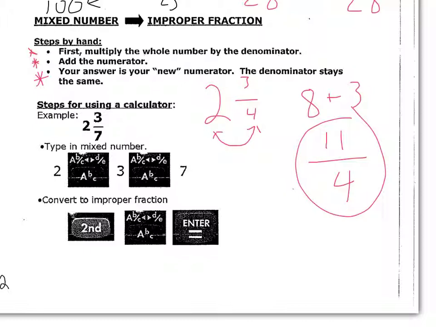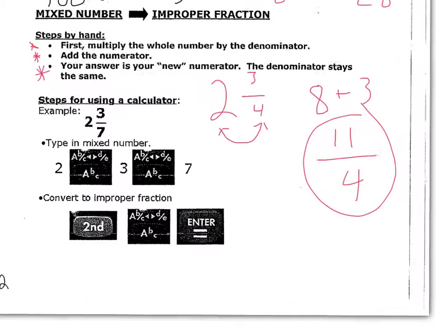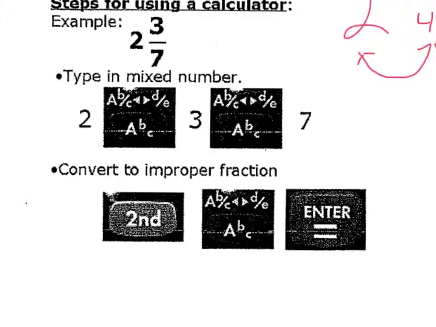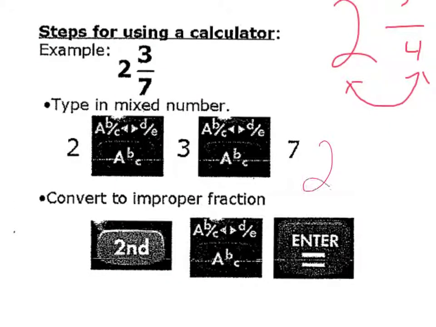So it's not so bad, but some people may want to see the calculator version. Here's the calculator version. We've got the example 2 3/7. If you want to use your calculator, you would type in 2, and then your A B/C button, then 3, A B/C button, 7. That should give you something that looks like this on your calculator. It should say 2 and 3/7. But we want to convert that to an improper fraction.